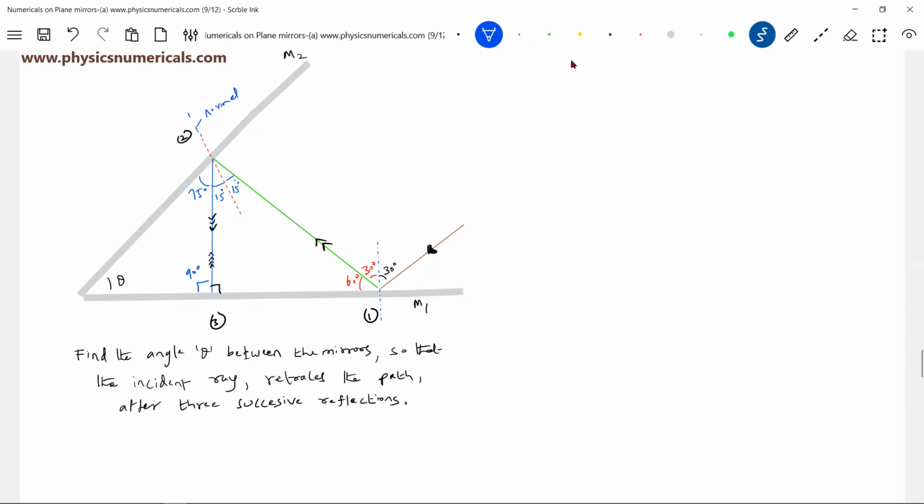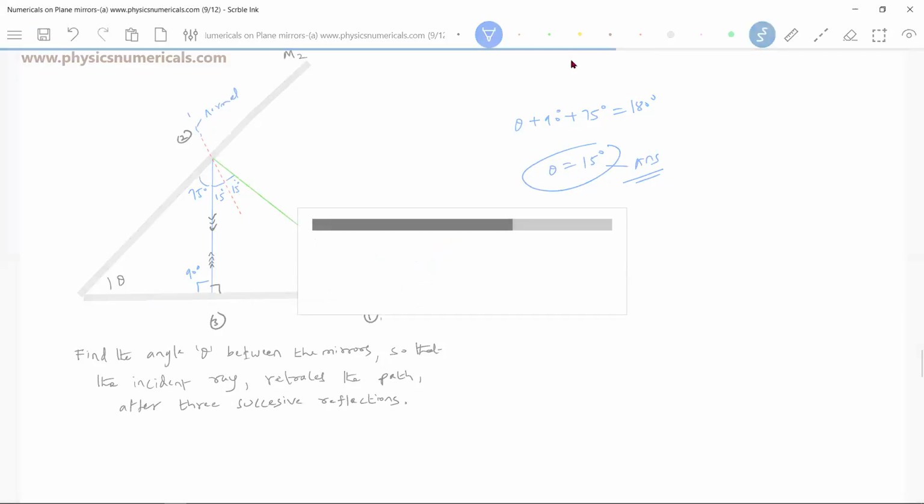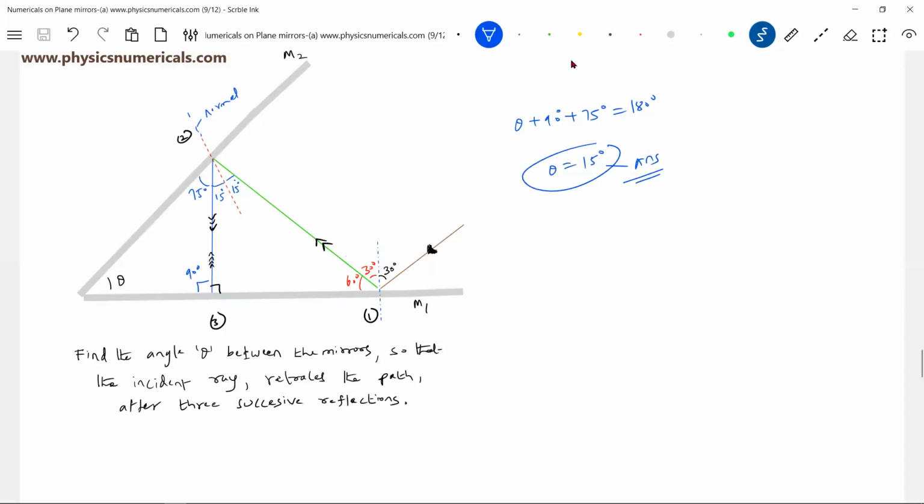So theta is there. So what is the angle theta now? Theta plus 90 plus 75 degrees should be equal to 180 degrees. So finally, what is theta? 15 degrees. So this is our answer. He has put a condition that it should retrace a path. That's why we took an idea like this here.